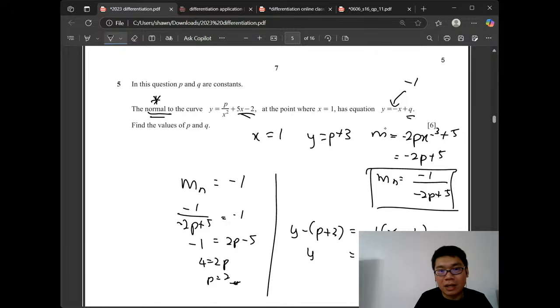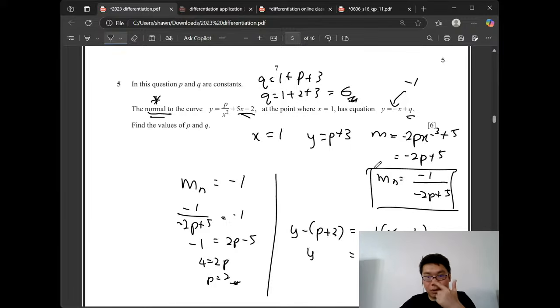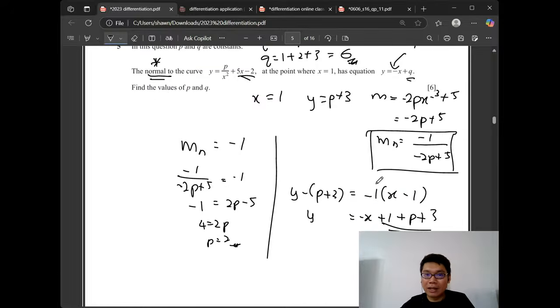So we know Q is just this. The balance: y we compare with y, minus x is compared with minus x. So Q equals 1 plus p plus 3. Q equals 1 plus 2 plus 3. Because we already found p is 2, we can confirm Q is 6. Any questions for this question? This question is a bit special because it does not directly ask you to find the equation of the normal. Can you see the working?